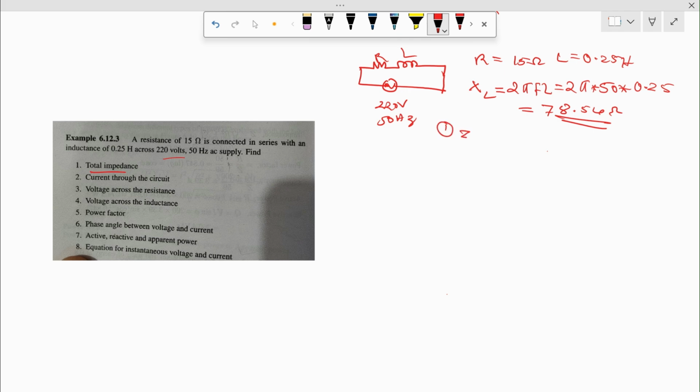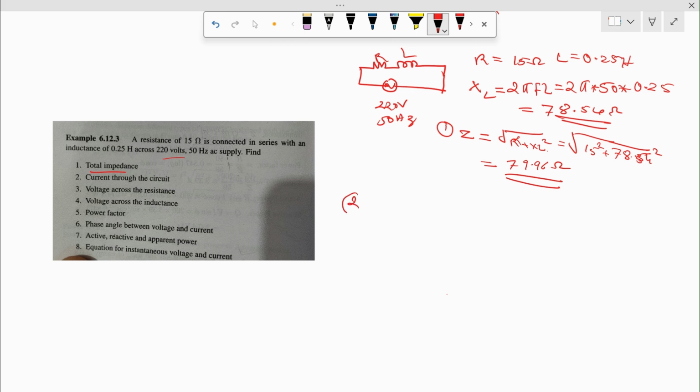So, looking at the first part, we have to find the total impedance. Total impedance means Z. What is Z? Root of R square plus XL square. R is 15 ohm, so 15 square plus 78.54 square. What will be the answer? The answer will be 79.96 ohms. So this is the total impedance of the RL combination. So we completed the first part.